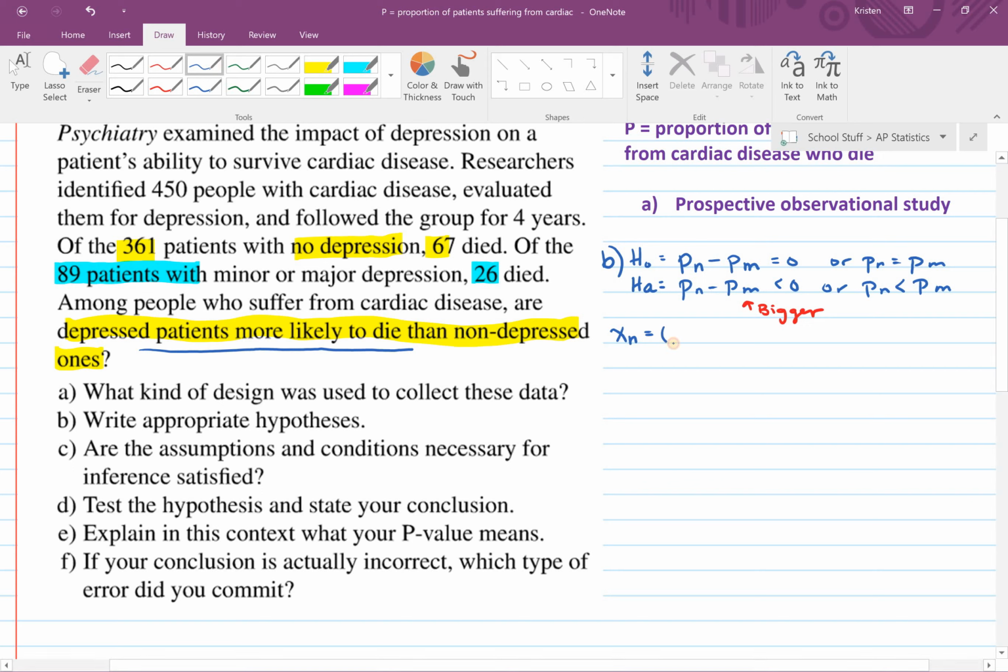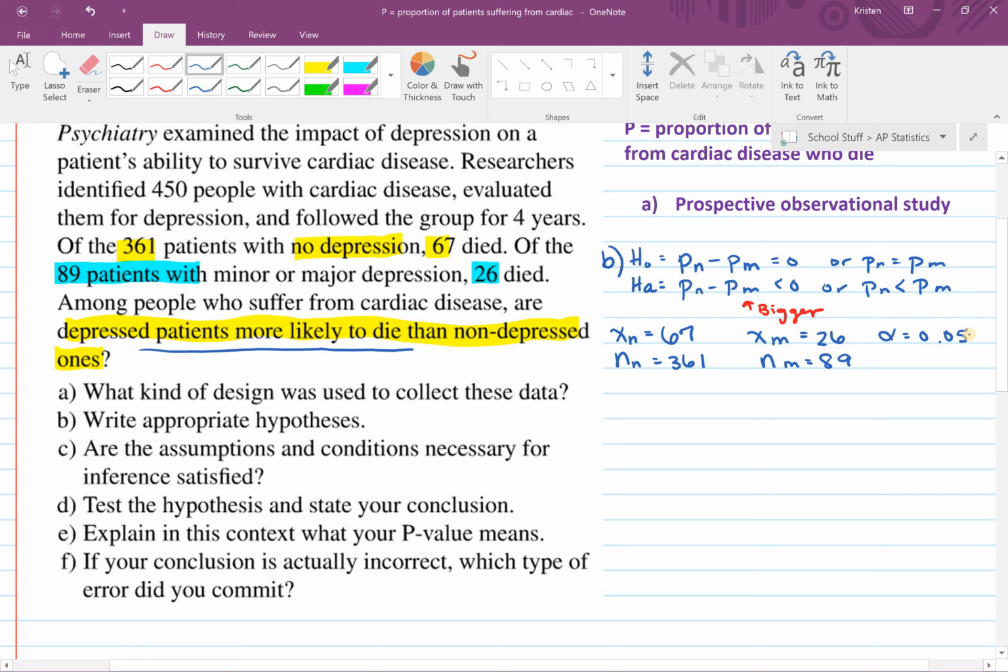So my first number is 67. My first sample size is 361. My second sample has 26 who died, and my sample size for that one is 89. It doesn't state it, so we're going to use an alpha level here of 0.05.